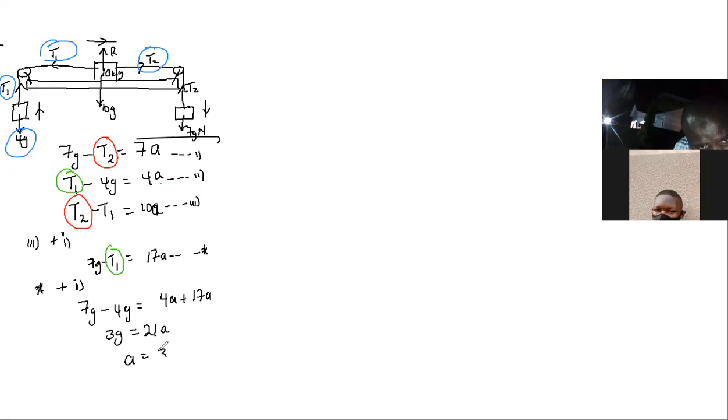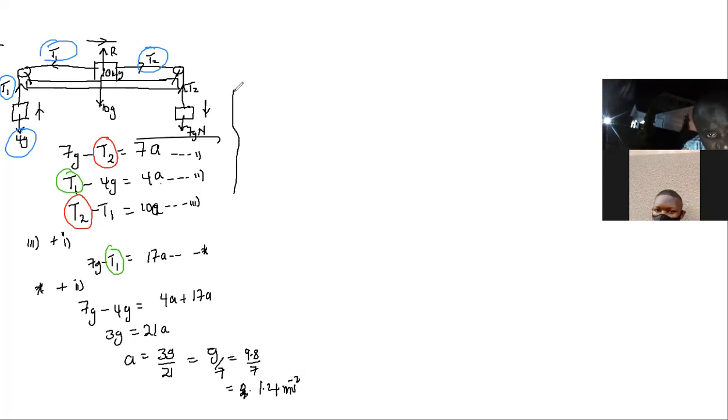Therefore, my acceleration is going to be 3G out of 21. And the answer becomes G out of 7, which is equal to 9.8 divided by 7. If they don't tell you to leave G in your answer, you have to go as far as this and get 9.8 divided by 7. What do you get with a calculator? You get 1.4 meters per second squared.